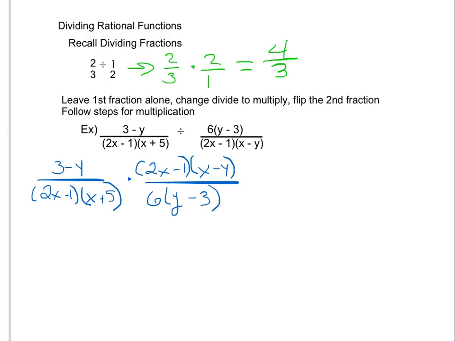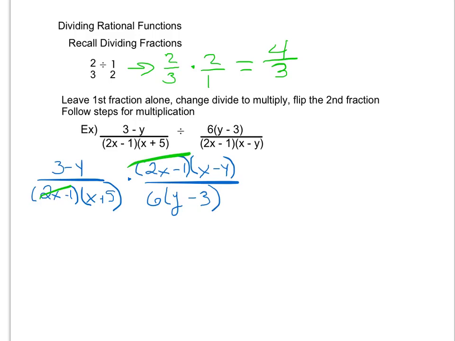So now I'm going to check my multiplication rules. Well, if I pull out my notes from multiplying, I see the next thing I want to do is factor. Well, look at that. I've already factored. This step has already been done for me in this problem. So since the factoring has already been done, the next thing I'm going to do is go ahead and reduce. I'm going to reduce 2x minus 1 with 2x minus 1.